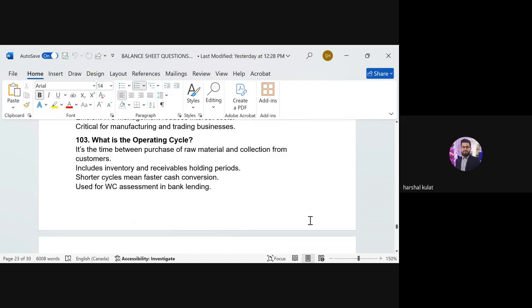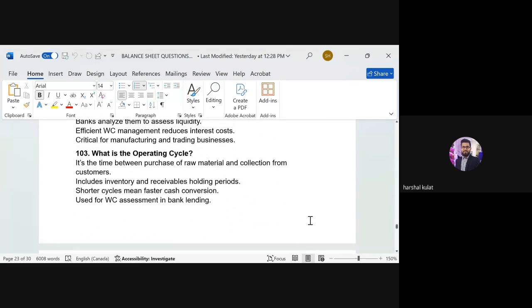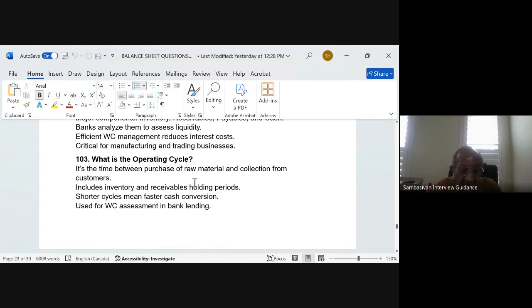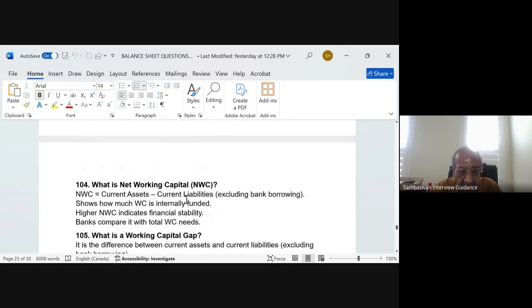What is operating cycle? It's the time between purchase of raw material and collection from customers. Includes inventory and receivables holding periods. Shorter cycle means faster cash conversion, used for working capital assessment in bank lending. Kindly take this definition, all of you. Please write in your notebook question number 103. This definition appears to be easy for telling about operating cycle. Continue.